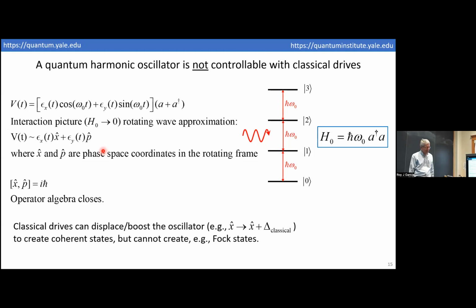The harmonic oscillator, however, is not controllable. That's not true for an oscillator because the thing you couple to, the electric field, in the rotating frame becomes the position and momentum of the oscillator, and their commutator is a C number, so the algebra closes, and you cannot do anything other than transformations that add C numbers to X and P. You can make coherent states, you can displace the vacuum, but you can't make Fock states, you can't make cat states, because the algebra is too simple.